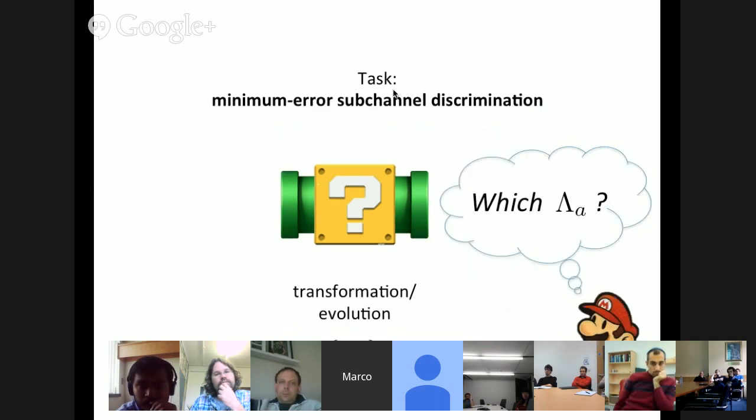So the task that we are considering is that of minimum error sub-channel discrimination. This is a general setting that generalizes channel discrimination. So you should think of this mystery box with pipes as a box that realizes a general quantum transformation, a quantum channel with several branches, so that they form an instrument. And now our goal is that of determining which branch has taken place. Okay, so which Lambda A.